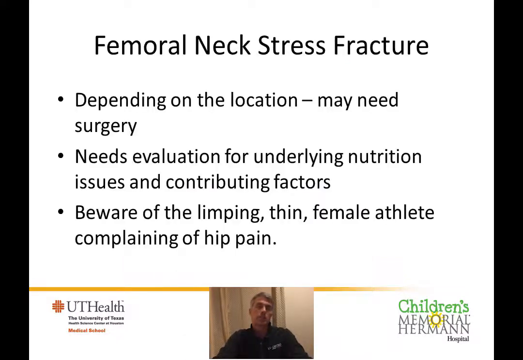So this is something that we not uncommonly see, particularly as we try to, quote, make up for lost time, really increasing intensity of training, mileage, particularly in the female athlete. Some of them may actually need surgery, and some of them can cause significant problems if they're left untreated. One important part as we get back into training is evaluating for underlying nutritional issues and contributing factors. So, in summary, you want to beware of the limping, thin female athlete that complains of hip pain.